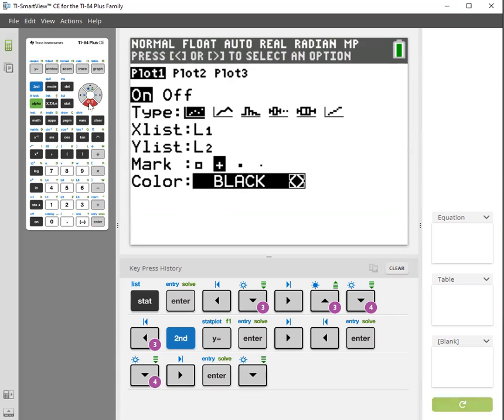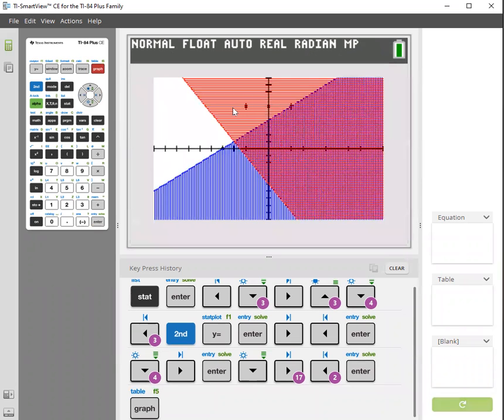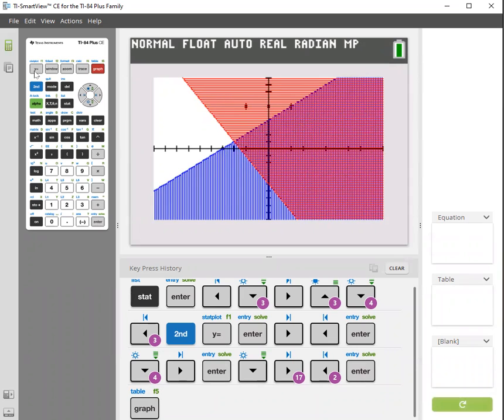And then since I'm using red and blue, I want a color that stands out on the page. So here, I guess I could use dark green. They don't have dark green? I thought they had a dark green. Well, let's try green. Well, I'll just use black because it contrasts with the red and blue. So now when you hit graph again, you can see the same graph, but the star points are kind of hard to see. So the pluses don't work very well here when you have inequalities.